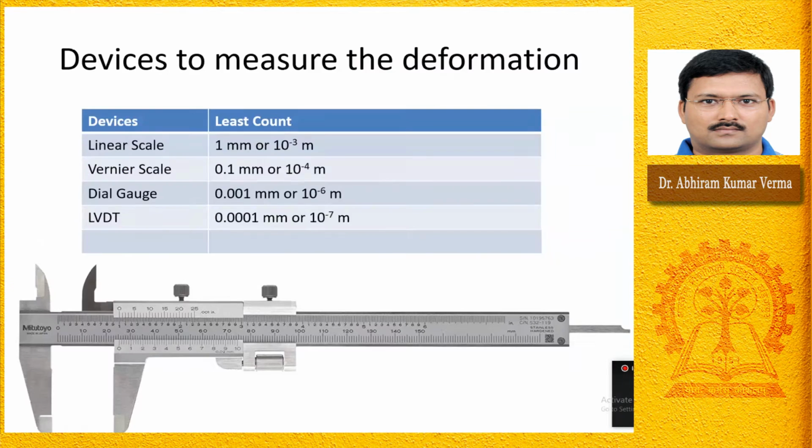Now you see we can have different scales. Just now I was talking about the dial gauge. It can measure up to a value of 0.001 mm.